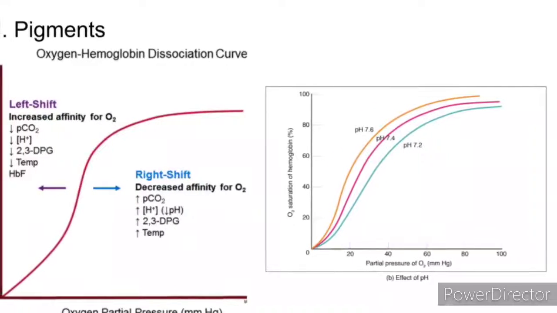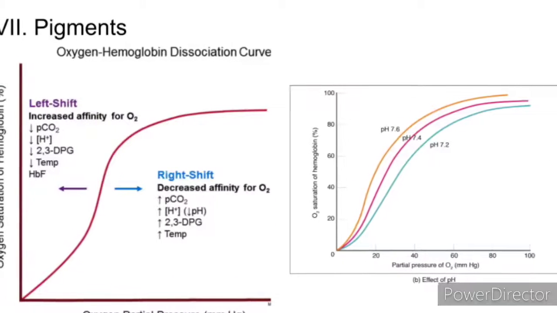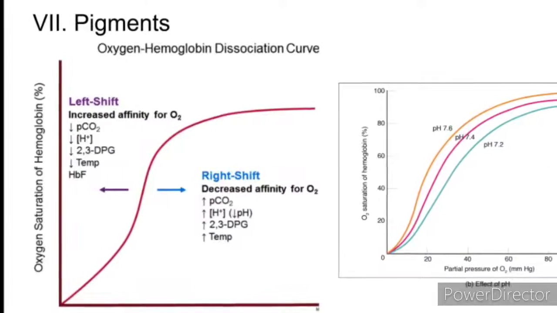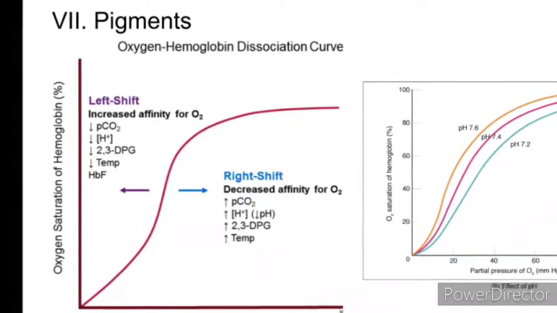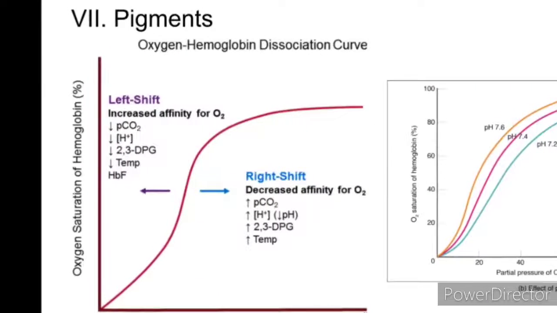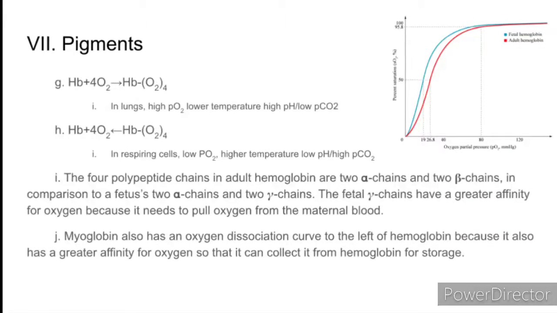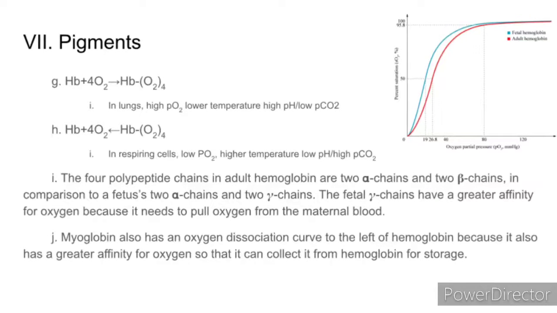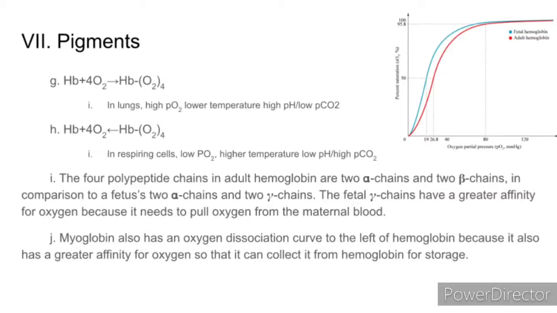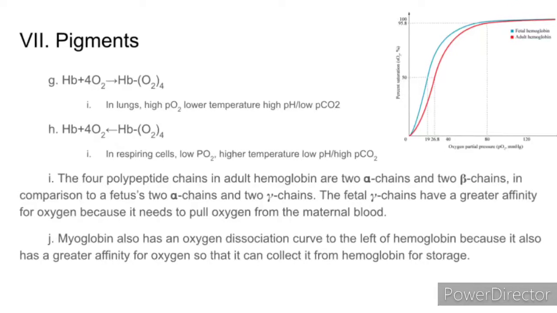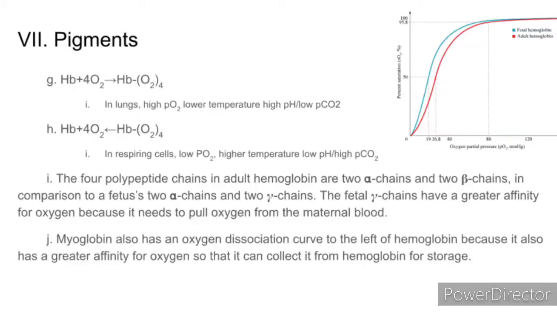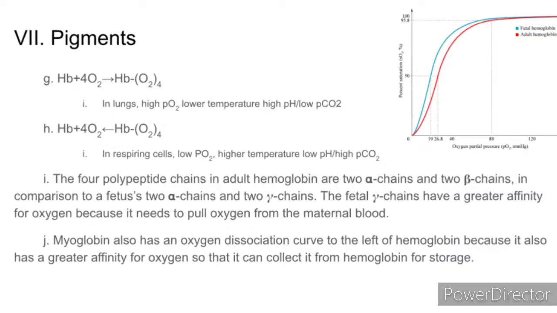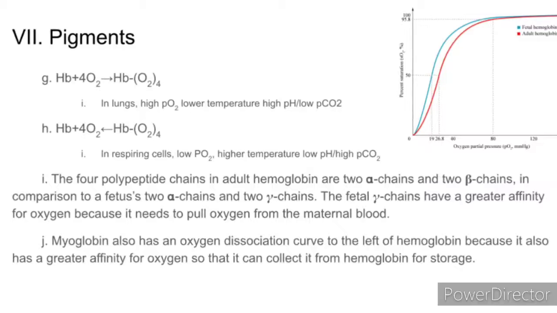And so here we see some examples of how different reactions and different conditions shift the curve, specifically focusing on the percentage of carbon dioxide, hydronium, which is pH, and temperature. And then here is the forward reaction for hemoglobin and oxygen, forming that oxyhemoglobin. This is going to take place in the lungs, where it's high oxygen percentage and lower temperature, and high pH with low percentage carbon dioxide. And then the reverse reaction is going to occur in respiring cells, where it's going to be low percentage of oxygen and a higher temperature with low pH and a higher percentage of carbon dioxide.